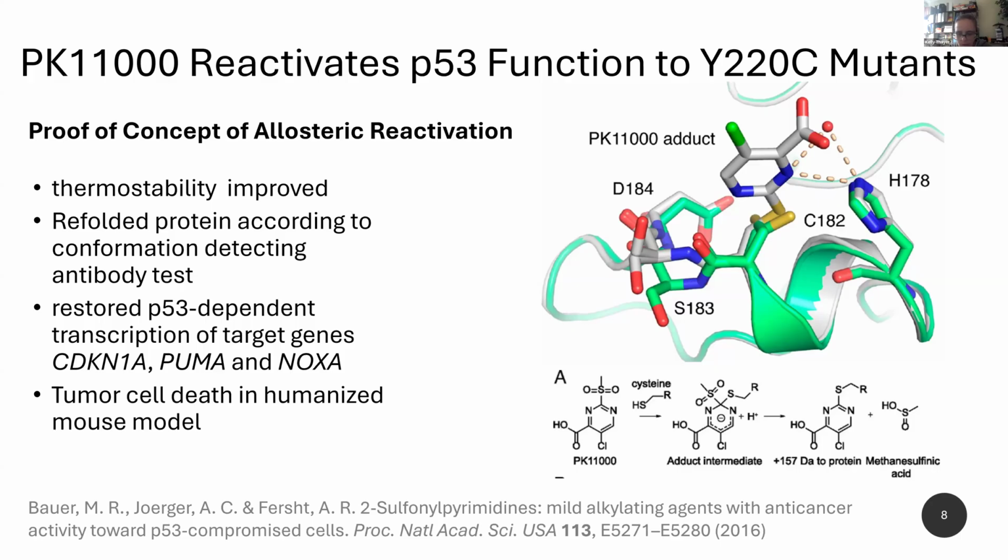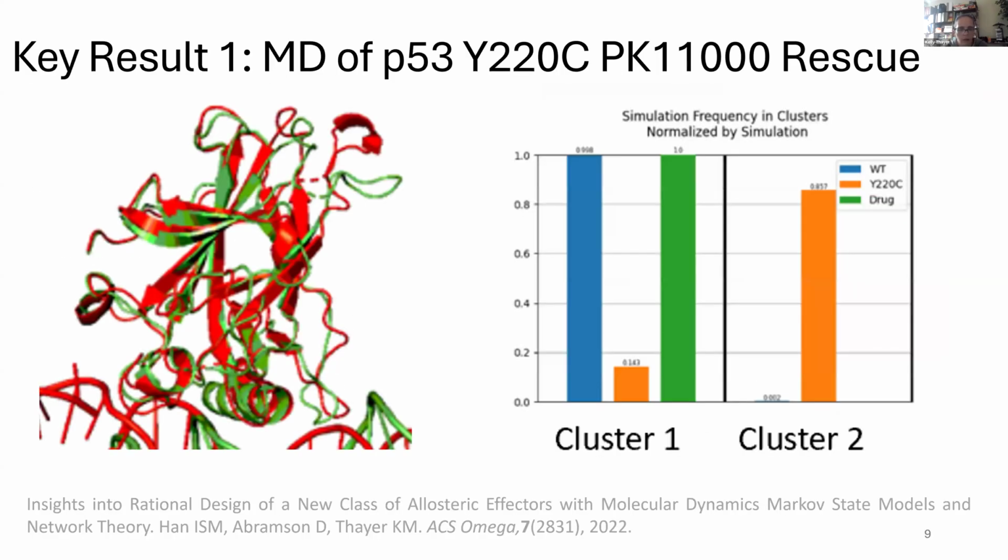So I mentioned the animal models. They've been engineered to have the human sequence instead of the murine sequence, and the tumors go away, which all suggests that PK11000 is working to restore p53 activity. However, what wasn't known is how it actually did that. So we ran molecular dynamics simulations on this and reported some work on the structural information about this now about 3 years ago.